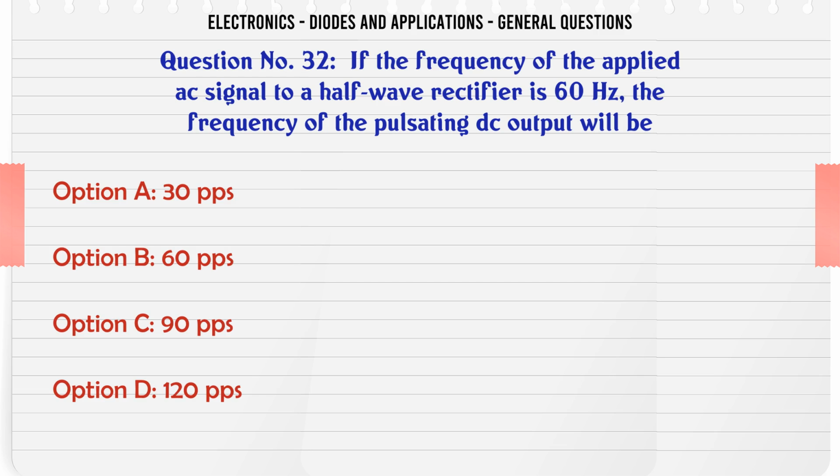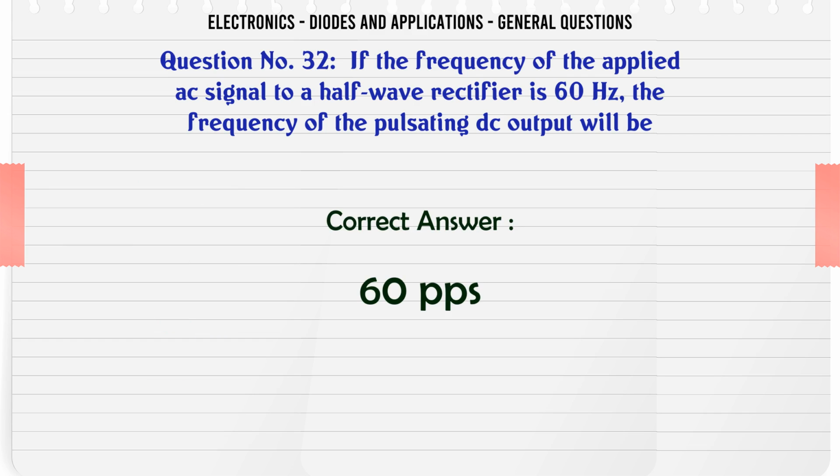If the frequency of the applied AC signal to a half-wave rectifier is 60 Hz, the frequency of the pulsating DC output will be: A. 30 pps, B. 60 pps, C. 90 pps, D. 120 pps. The correct answer is 60 pps.